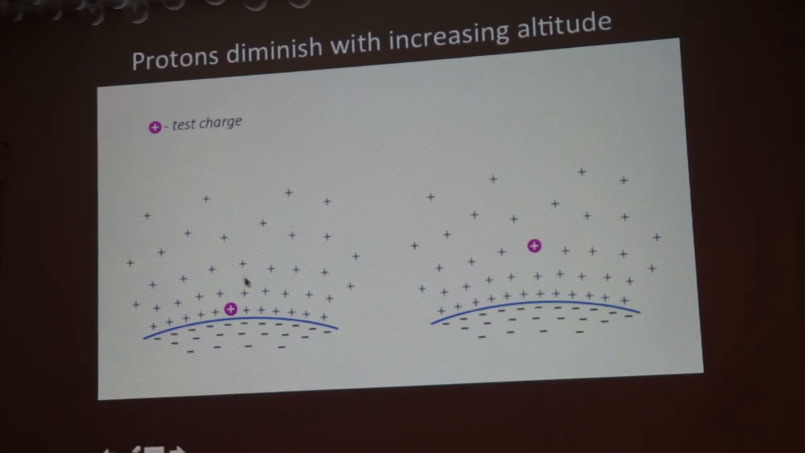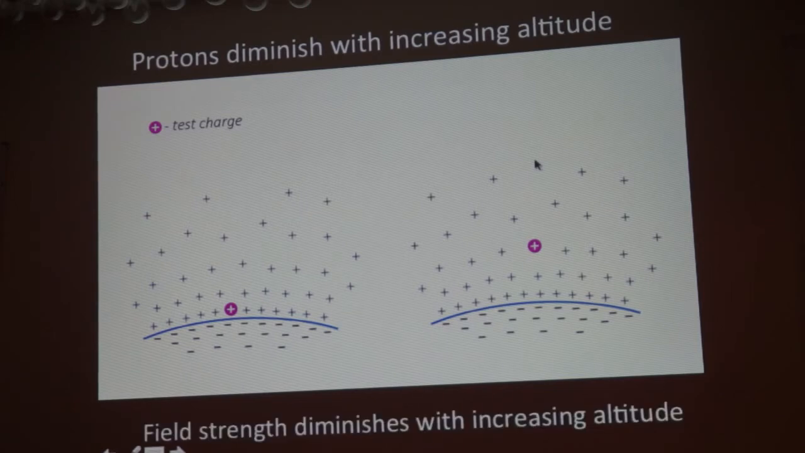And if you put it right here, then you'll be in the vicinity of a lot of positive charge, and it will look like it's pretty high. If you raise this higher, the charges are less dense over there, and it should actually be lower. So the proton concentration, or the field strength, both decrease with increasing altitude. So the field might be 100 volts per meter here, but as you go up higher, it diminishes.